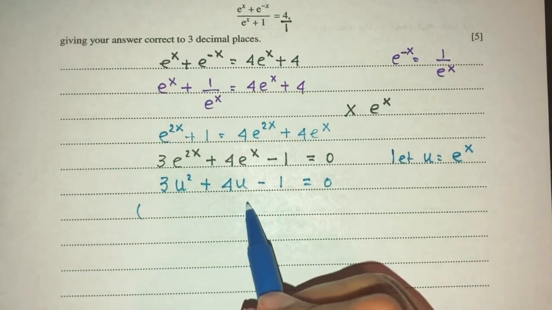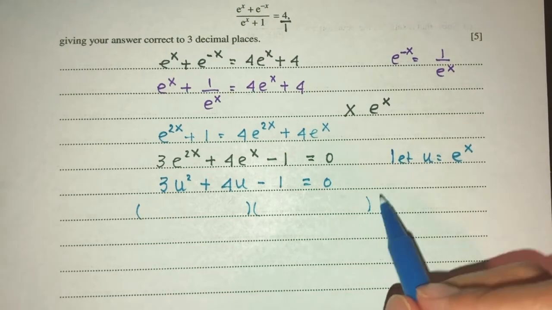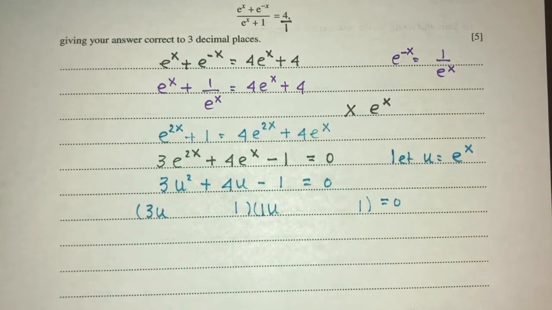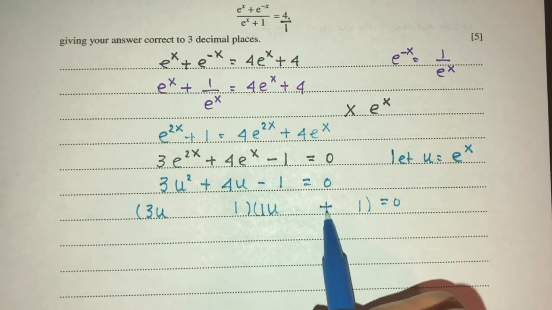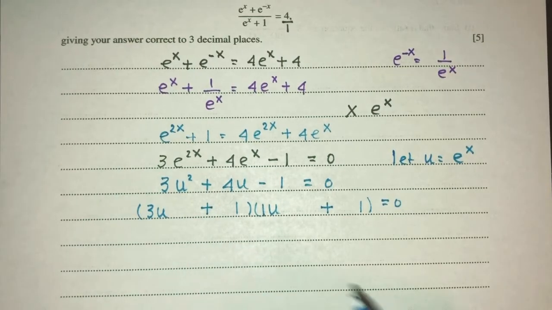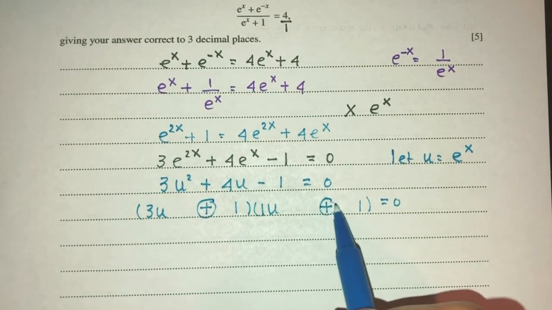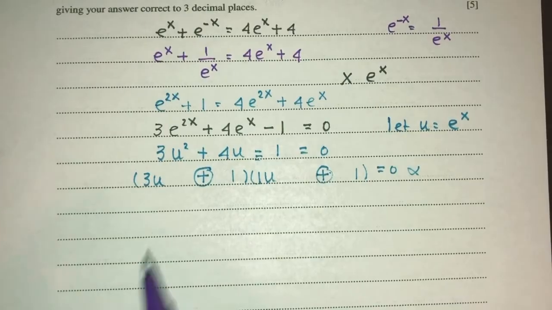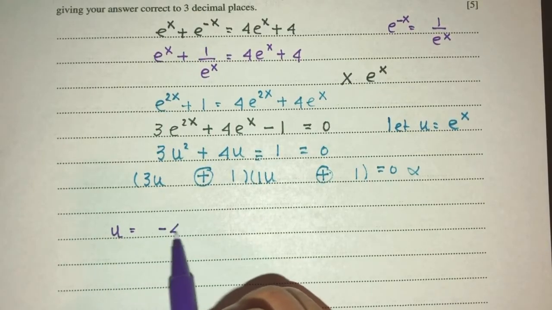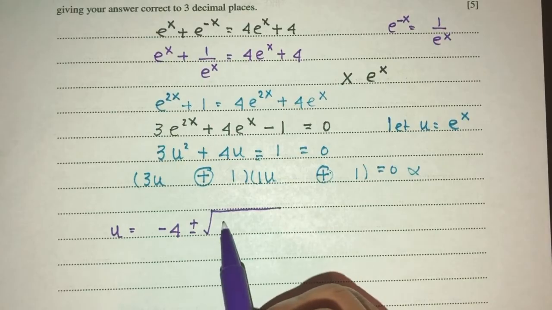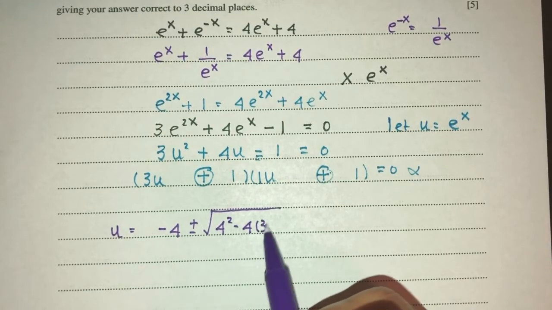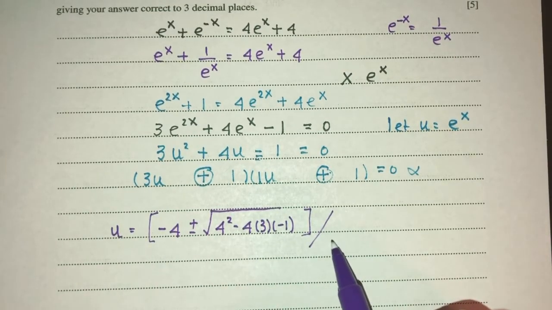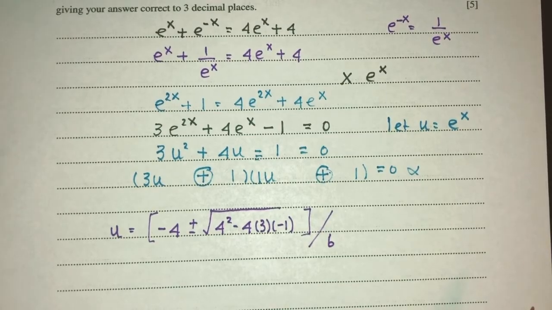Now we can just factorize the equation to see if it is possible. So 3 will be 3 times 1, and 1 is 1 times 1. So to get plus 4, we have to do plus 3 and plus 1 to get plus 4. But if you do plus times plus, it is plus, but here we have minus, so this one is not good. So we have to use our formula. The formula will be u is equal to minus b plus minus square root of b squared minus 4 times a times c, and all this divided by 2a, which is 6. Now we have to simplify.